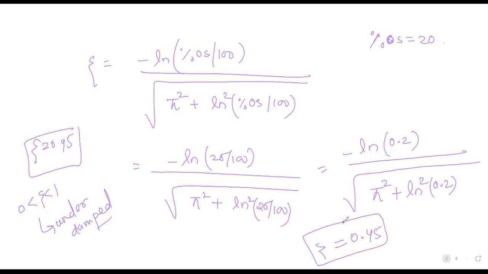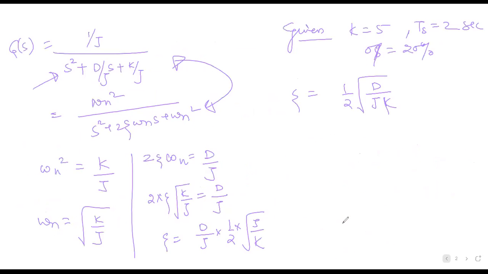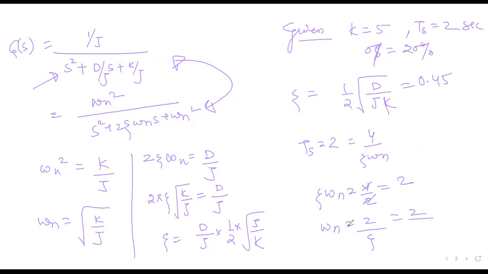Now you got the zeta value. You have been given zeta, this value is 0.45, and Ts is 2 seconds. This is 4 by zeta omega n. Now zeta omega n is 4 by 2. This is into omega n, which is 2 by zeta, 2 by 0.45, right? Now you will solve, you will get something else.